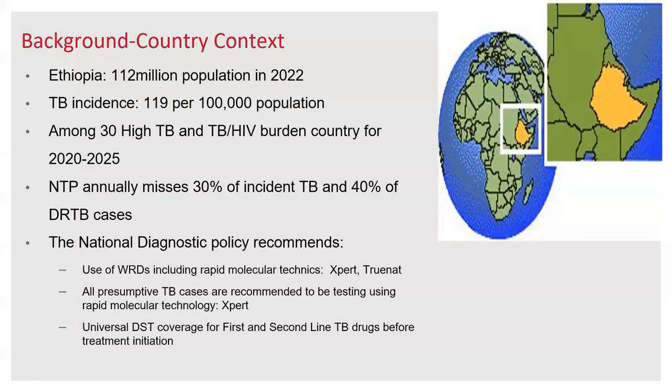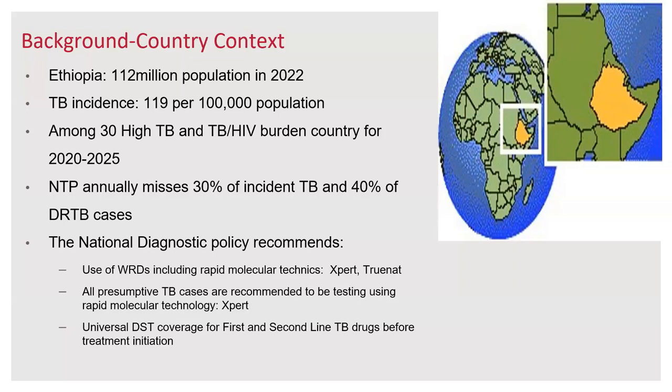Just to give you a little background about Ethiopia: Ethiopia is the second largest population country in Africa, next to Nigeria. We are among the high TB and TB/HIV burden countries for 2020 to 2025, with an annual incidence rate of 119 incident cases per 100,000 population. But annually, the country is observing around an 8% decline in the TB incidence rate, and we are heading towards ending TB by 2035 as a global commitment.